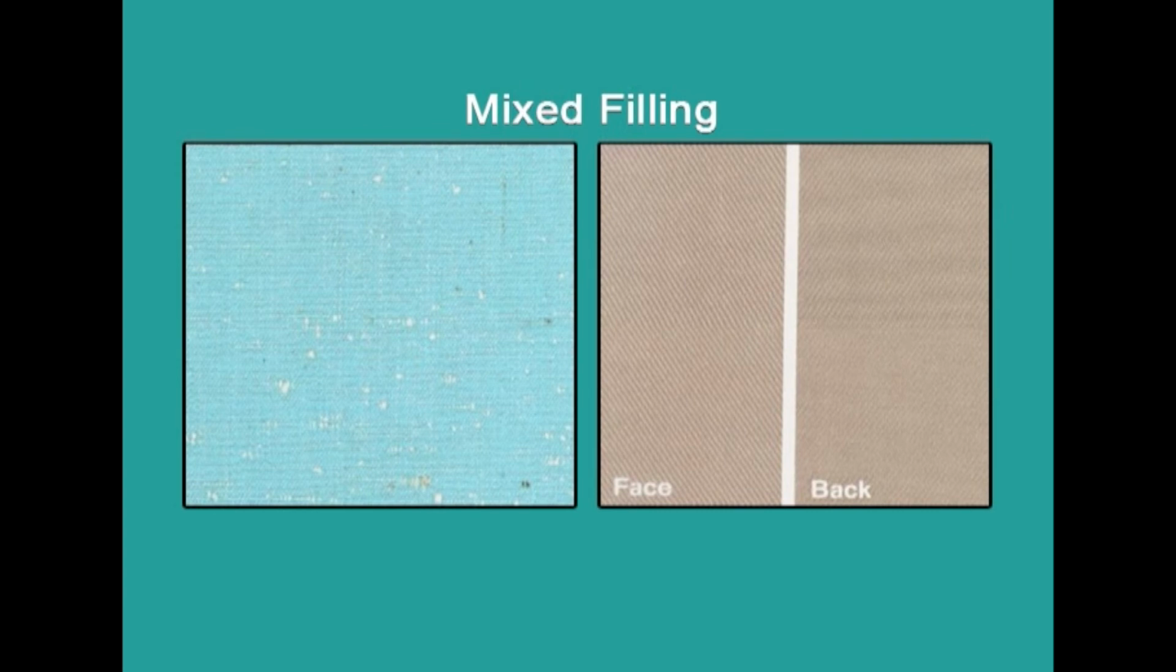And we have another defect called mixed filling. It is caused by a bobbin of lightweight yarn or a different fiber blend used in filling. It will appear as a distinct shade change. So, it is considered as a major defect.